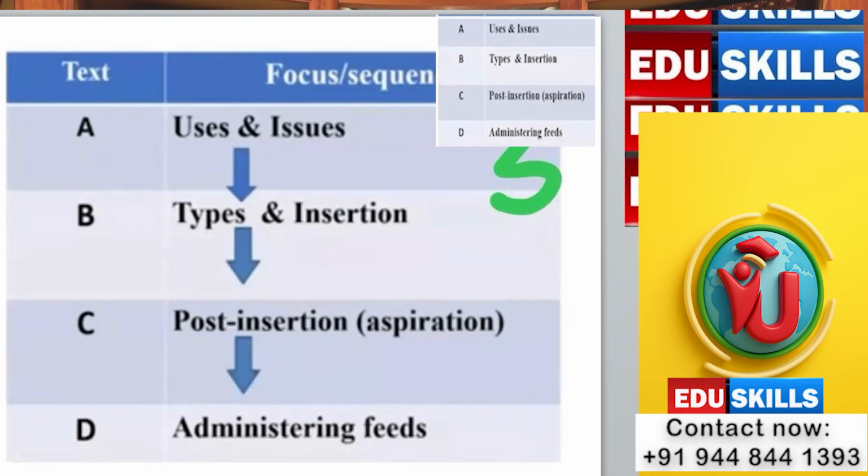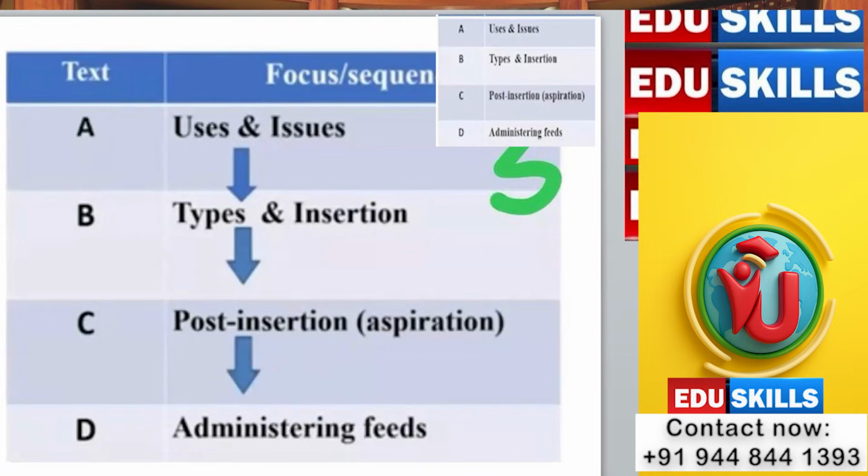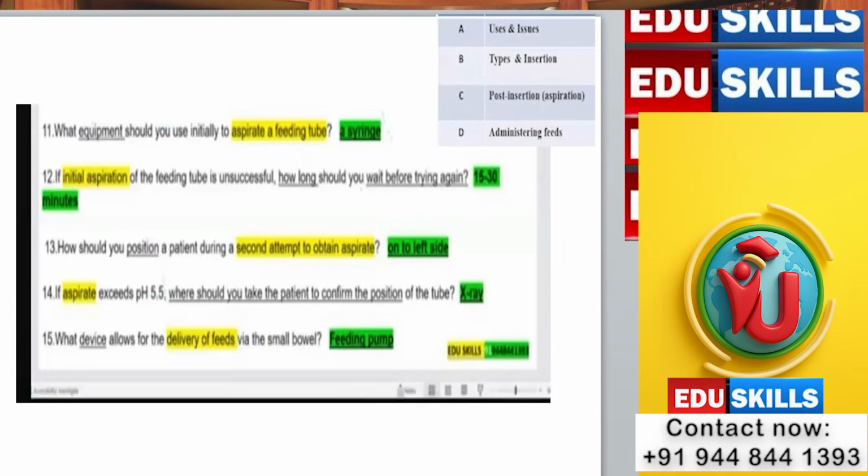Our previous aspirants already told the text A, uses and issues, B, including types and insertion, C, mentions the post insertion or aspiration, and the last text D, told administering feed. Question 11, what equipment should you use initially to aspirate a feeding tube? The hedging words in the question are aspirate and what equipment. So the answer is coming from text C. The what equipment, so the syringe is the answer.